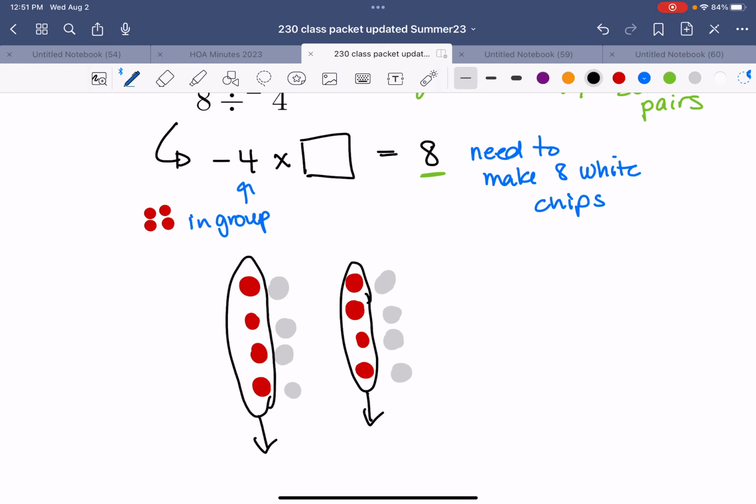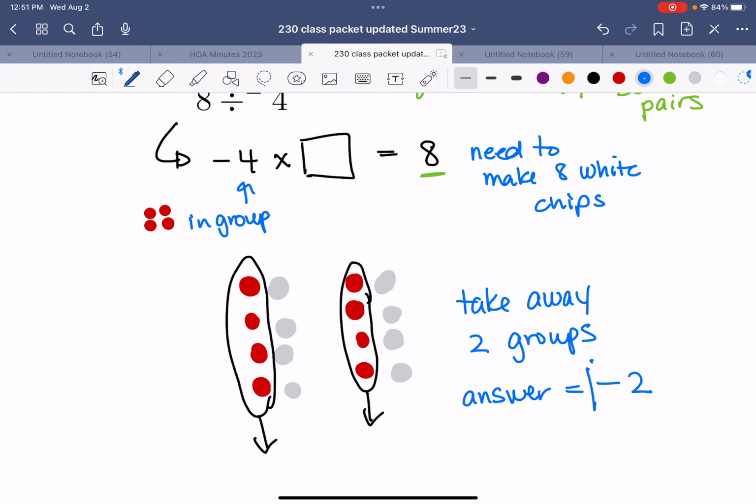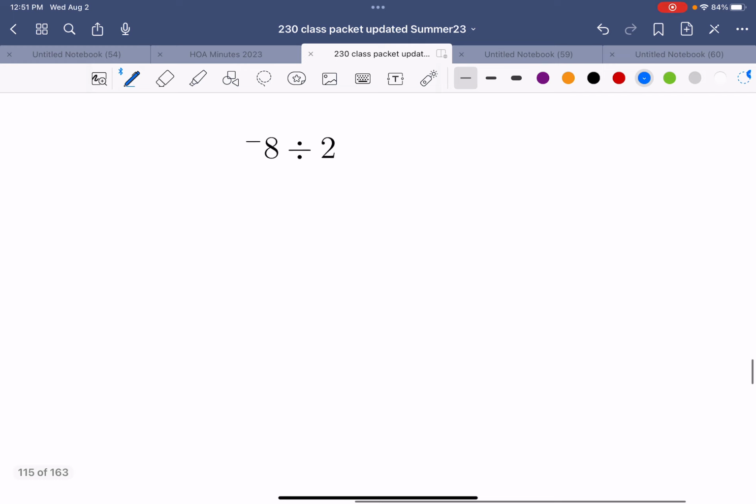So what did I do? I took away 2 groups of 4 red chips. And that means that my answer is going to be -2. Negative because we took away. And with multiplication, taking away is negative, right? And the reason that we think about multiplication is because we turned our problem into a multiplication problem. Okay. All right, let's see that one more time here with the -8 divided by 2.